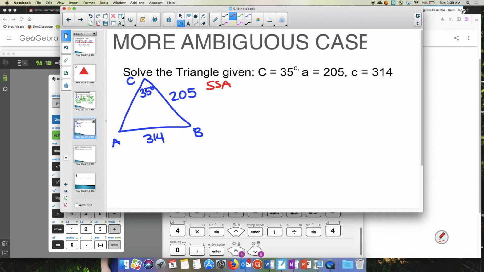We have two sides and an angle that's not in between, an excluded angle. So we have our side-side-angle case. All right? We know this is the law of sines, and we also know this is the ambiguous case, so we need to check for a second solution. Okay? Well, I have a pair of C's, so I know that the sine of 35 degrees over 314 will need to be used. And then I have side A, so we can set up the sine of angle A over 205.